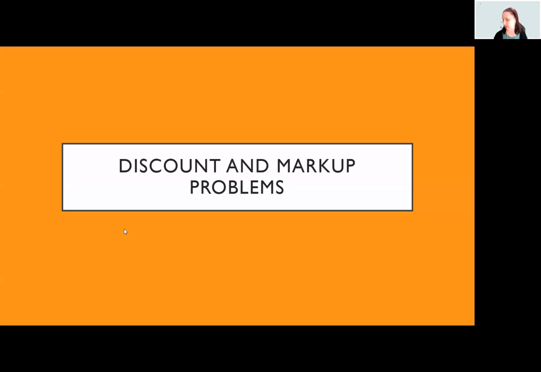All right, so today I am covering discount and markup problems. These are specific types of problems involving percentages where you're finding the discount of something, or trying to find the original price, or if something's marked up in price, which could also include things with tax being added on or tip and things like that. Those are also considered markup problems.